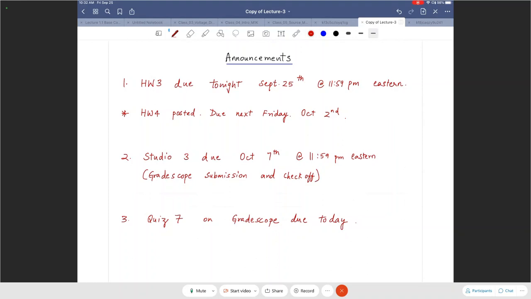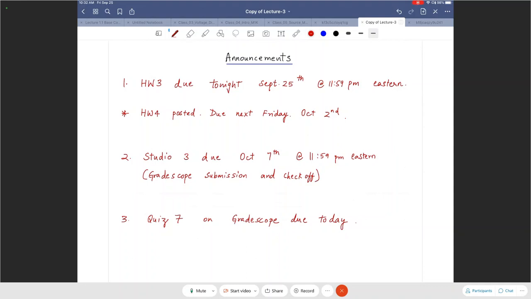Quiz 7 is on Gradescope, which is due today. I have given this particular Quiz 7 based on the problems from the previous 6 quizzes in which the average was not very high. It was a little bit lower than 80%. So I have given the questions again to you guys so that you get this absolutely correct.